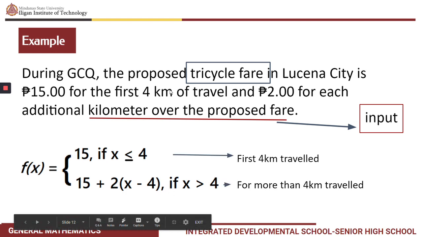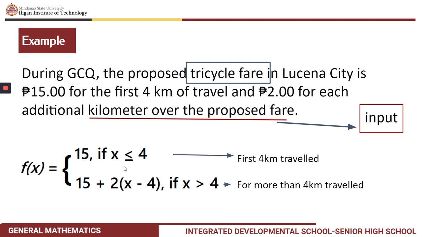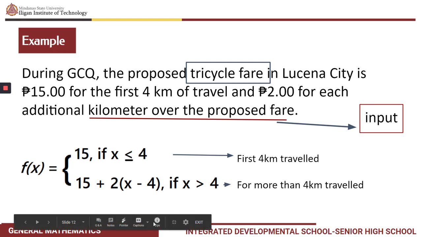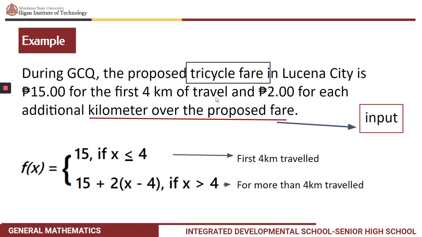Itong nasa taas na condition or formula is if first 4 kilometers travel, yan yung sinabi ko kanina, di ba? So, 1, 2, 3, 4, 15 pesos talaga yung babayaran. Itong pang second naman, x minus 4. X minus 4 because ang babayaran mo lang na additional na 2 pesos is yung mga lumagpas na kilometers after ng 4 kilometers.